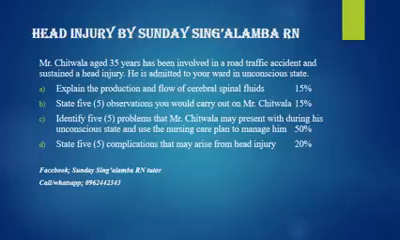Then question B. Question B says, state 5 observations you would carry out on Mr. Chitwala. One of the observations is vital signs. All the vital signs, that is temperature, pulse, respiration, and blood pressure, need to be carried out on Mr. Chitwala. Other observations: we need to observe the mental state of Mr. Chitwala through use of the Glasgow Coma Scale. We need to assess the level of consciousness.